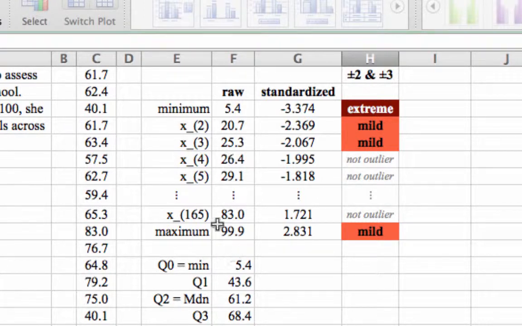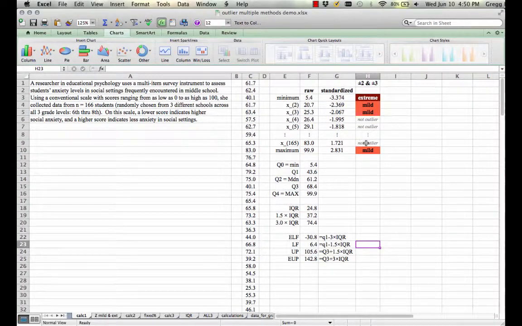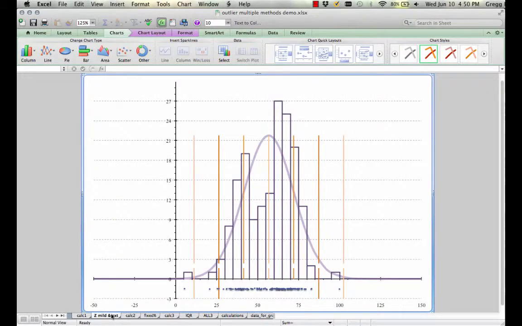Going all the way up to the maximum value of 99.9, it has a Z-score of 2.83, which would be considered a mild value, whereas 83, the next smallest value below the maximum, has a Z-score of 1.72 and would not be considered an outlier. Graphically, this can be seen with this slide.